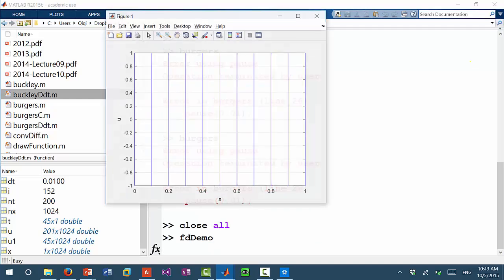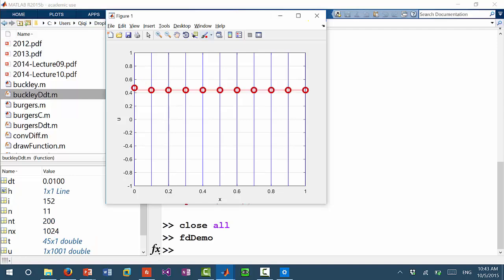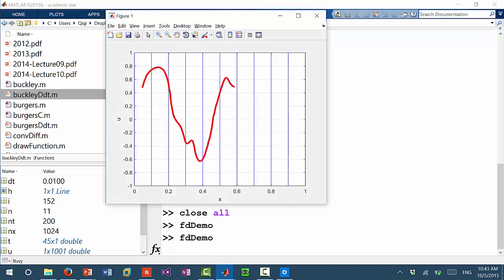FD demo. So remember when we did finite difference, we draw an arbitrary function. The finite difference scheme remembers the value of the function at the grid points. And anybody still remember when we use a finite volume scheme, what the computer remembers about the function? The average of x. The average.